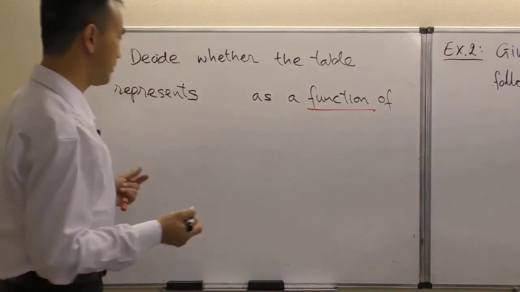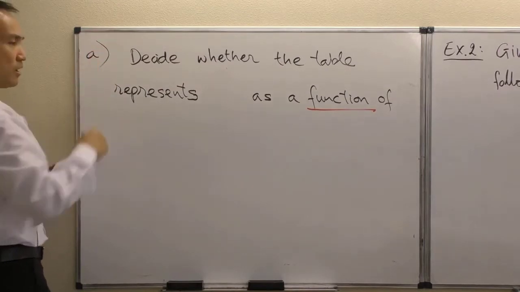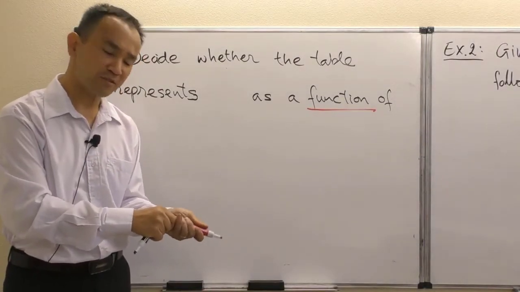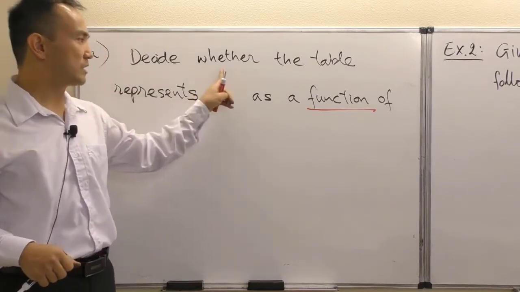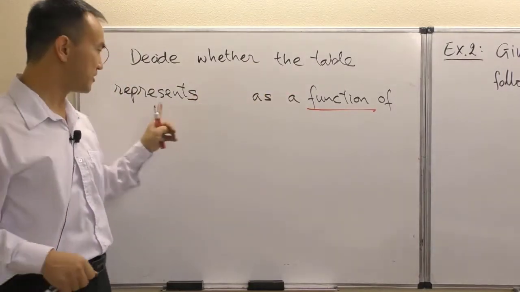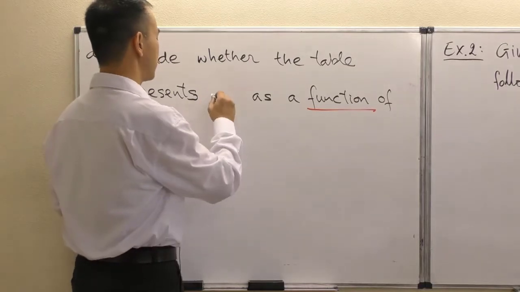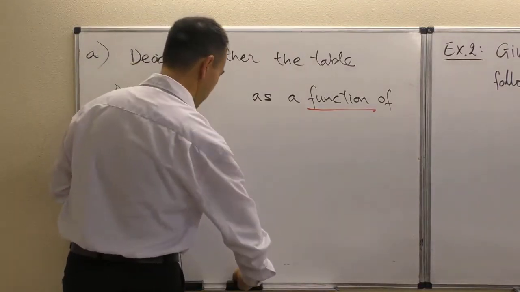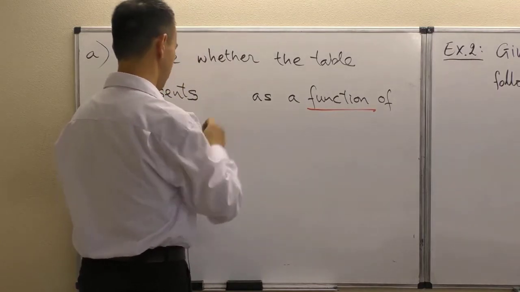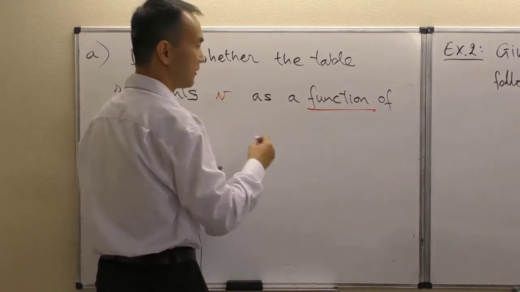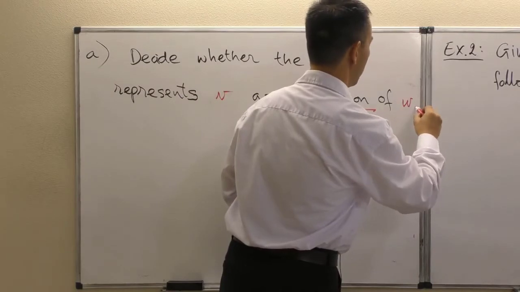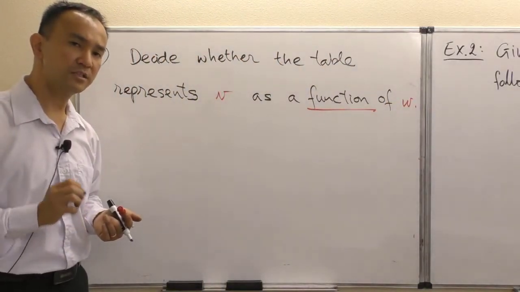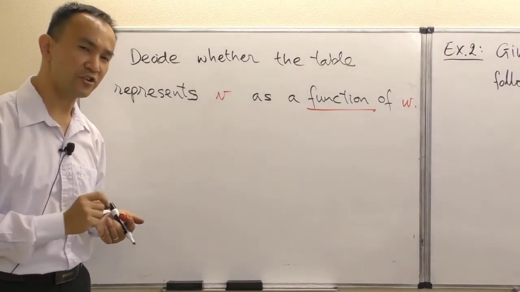All right, so now here, part A of the example. And it's the exact same requirement. It's the exact same instruction of the problem right here. We want to decide whether the table represents V, and let me write that in red ink. Does the table represent V as a function of W? Okay. Decide whether the table represents V as a function of W.